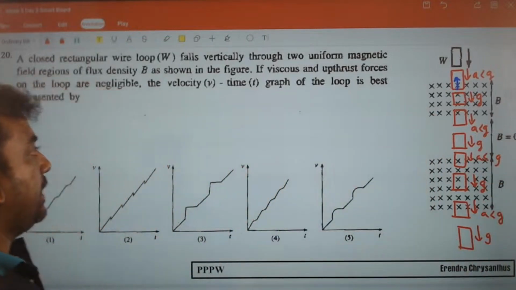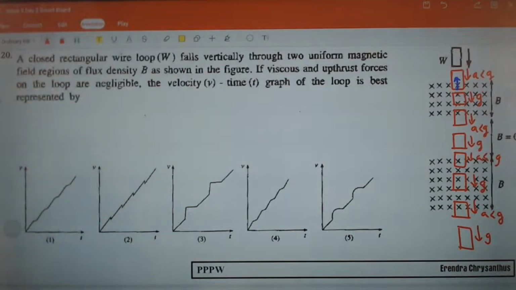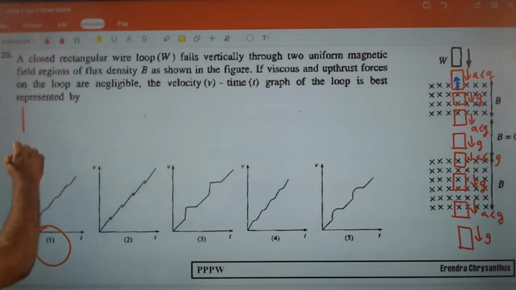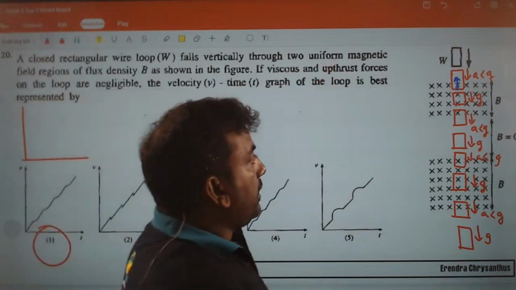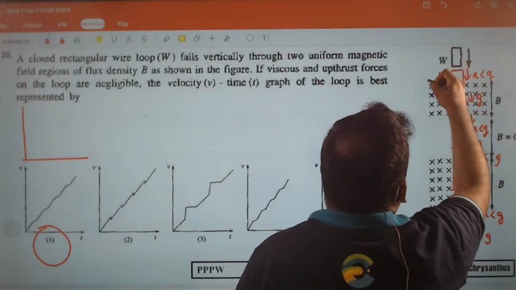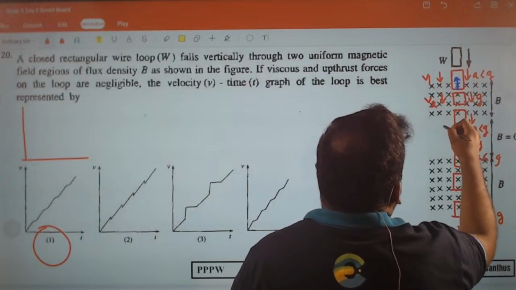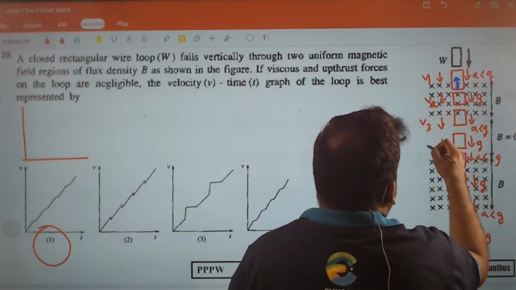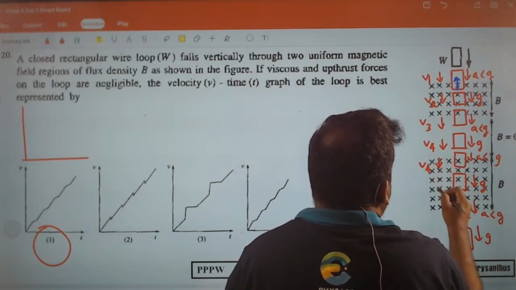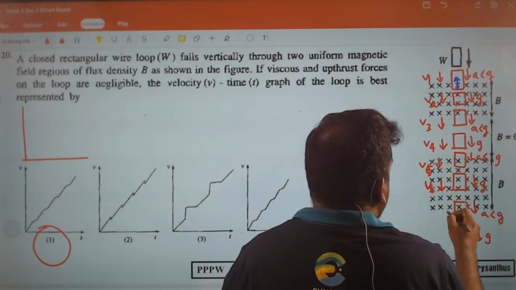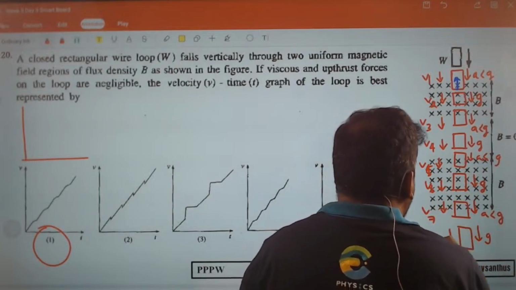Interesting. First one falling under gravity. Then gradually it will reduce. Again gravity, reduce, acceleration. Correct answer is answer number 1. Here it's a curve, don't forget that. Because as it keeps going down, the velocity will increase. Here V1, here V2, here V3, here V4, here V5, here V6, here V7, here V8.